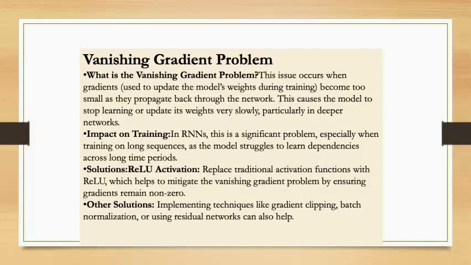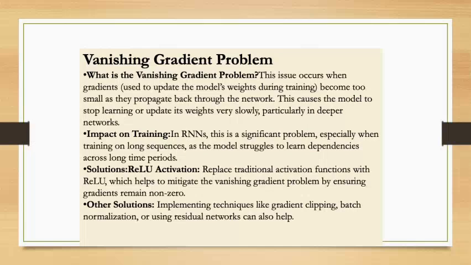Gradient problem makes it hard for the network to remember information from earlier in the sequence. So as I said, for the solution we can use LSTM, which is a long short-term memory. LSTM networks introduce a more complex architecture with gates and a memory cell that allows information to flow more effectively over long sequences. This helps mitigate the vanishing gradient problem.